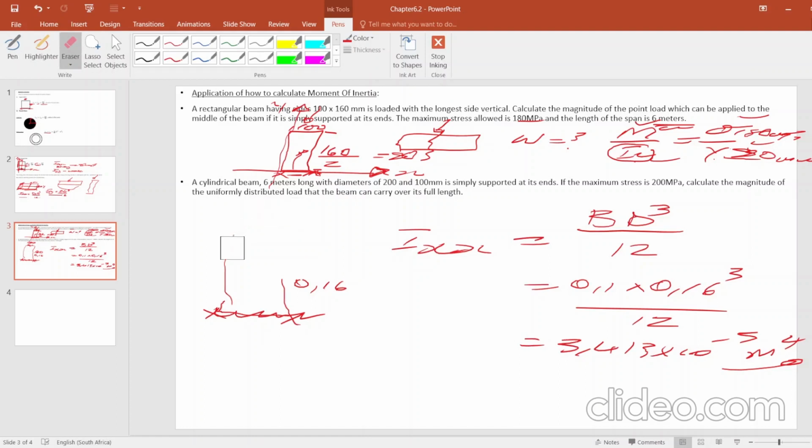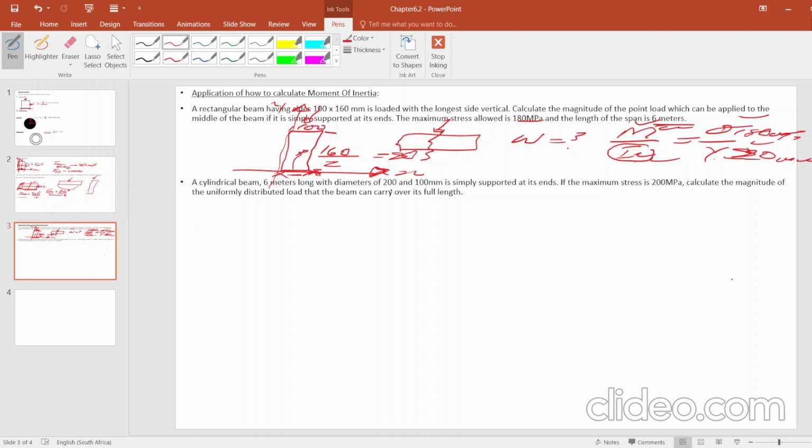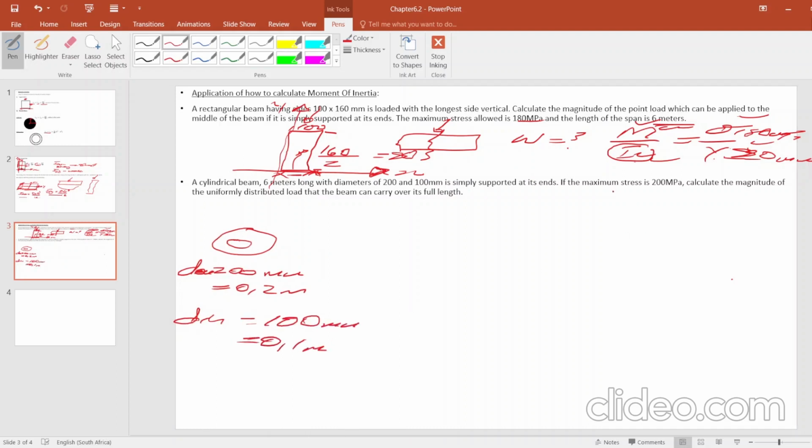Right, this is how you calculate your moment of inertia. Now let's look at the second one. The second one, we are dealing with something which is round. Now we have to determine if it is hollow or solid. A cylindrical beam 6 meter long with diameters. Now here diameters, it means we are dealing with the hollow shaft. We are having the D out, it is 200, then it will be 0.2 meters. Then the D in, it is given as 100, 0.1 meters.